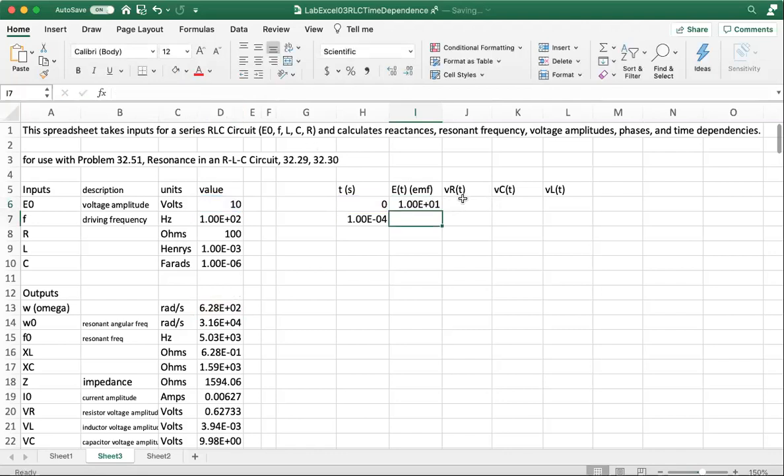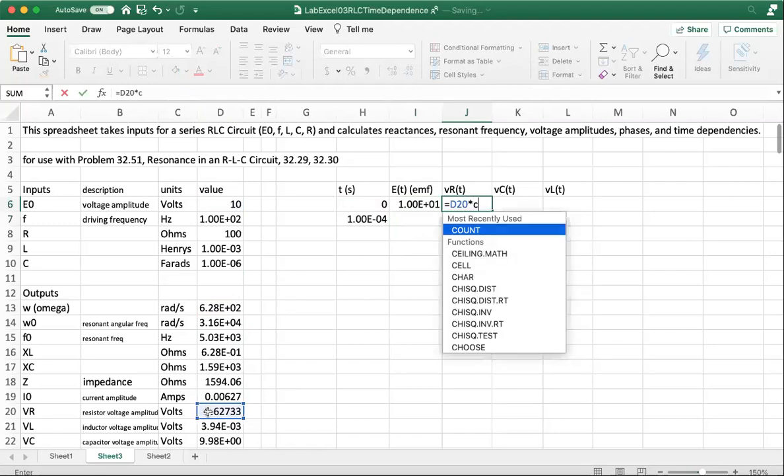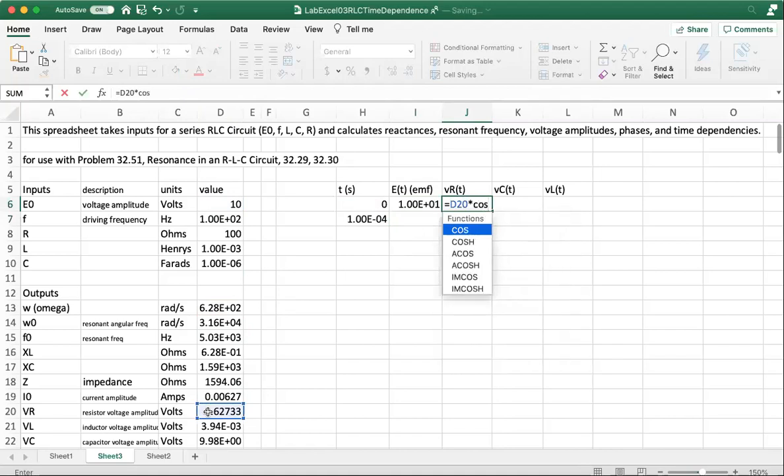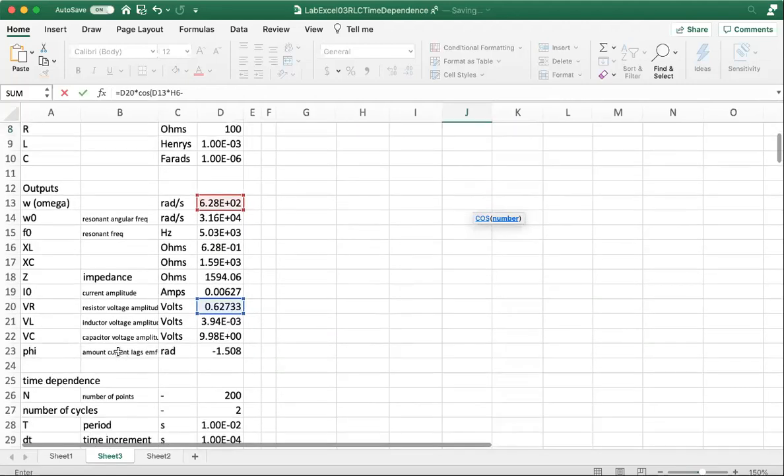It starts at 10 volts. That sounds good. Now the resistor. Resistor amplitude times a cosine. Now, where is the phase of the resistor? It turns out the resistor is in phase with the current. So I can use that phase to find out the current. I'll do my omega times the time, and then subtract the phase. So what am I subtracting? This phi here, the amount the current lags the EMF. And so I'm going to click there.